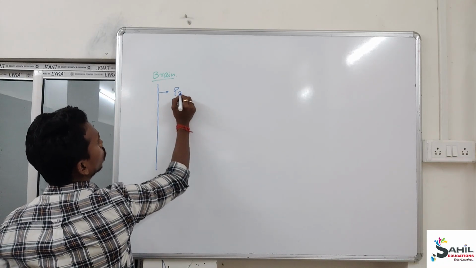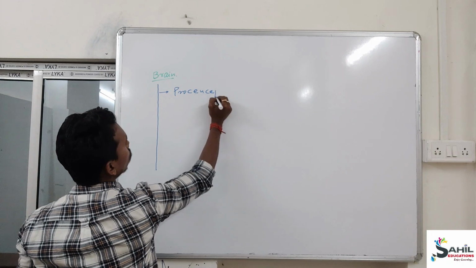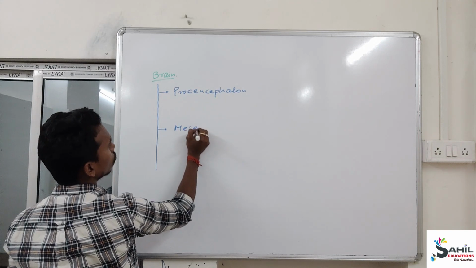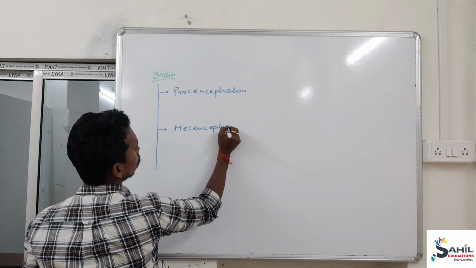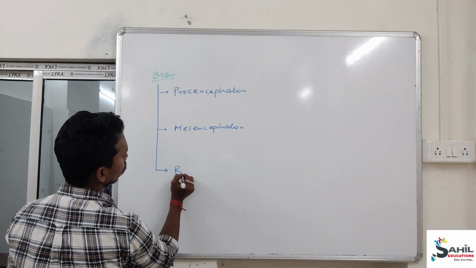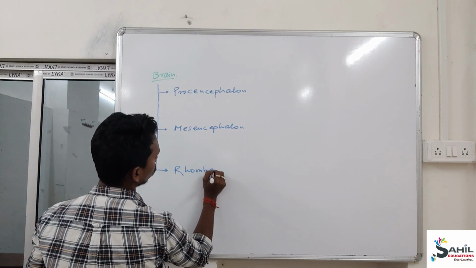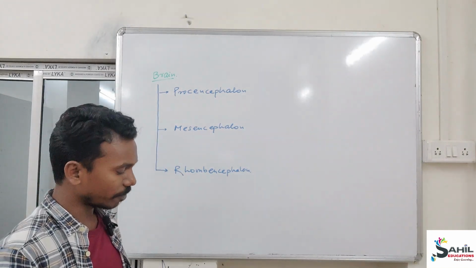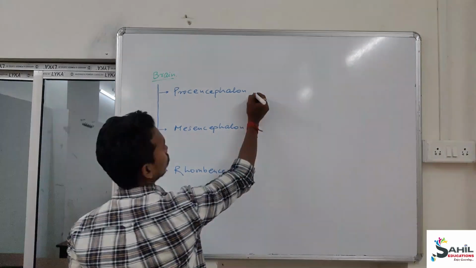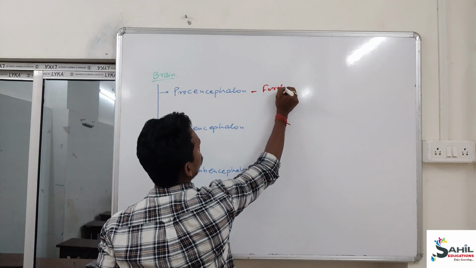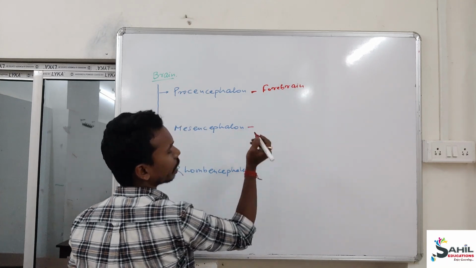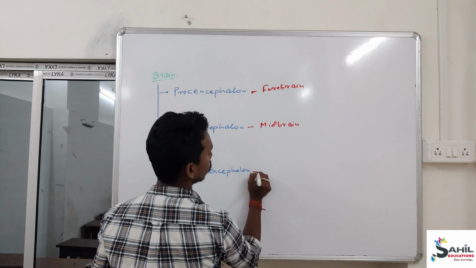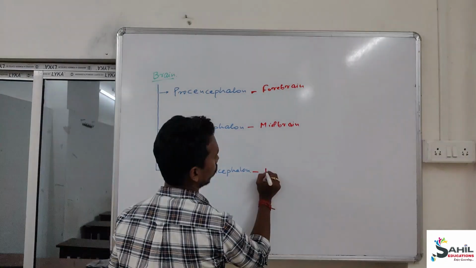One is the prosencephalon, then mesencephalon, and third one is the rhombencephalon. So the prosencephalon can also be called as forebrain. Mesencephalon can also be called as midbrain, whereas the rhombencephalon can also be called as hindbrain.